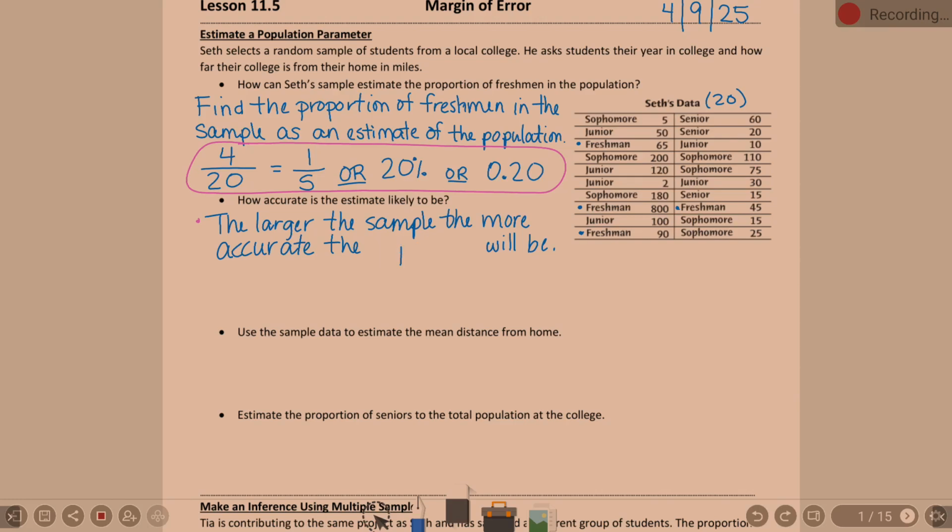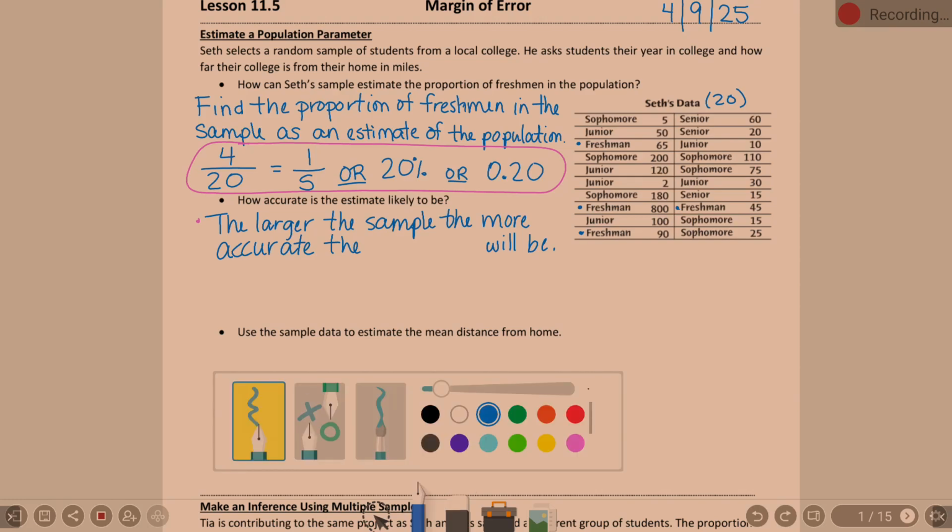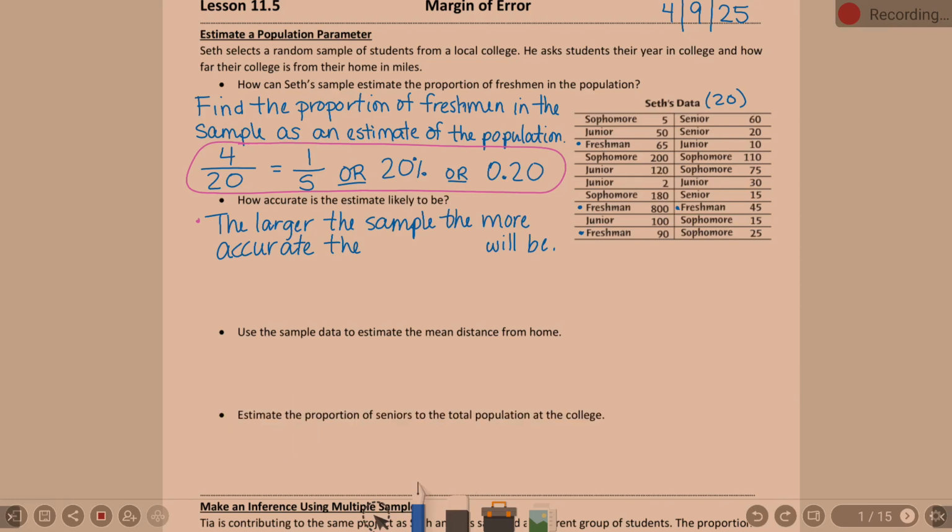Is accurate a word? Not to my knowledge. It's more accurate. I'll just put that. But I think that would be bad grammar. The larger the sample, the more accurate the estimate. Sorry guys, struggle bus. Is that better? Yeah. Okay. And in general, the better the sample represents the population, the more accurate the estimate will be. That's the other piece I have here.